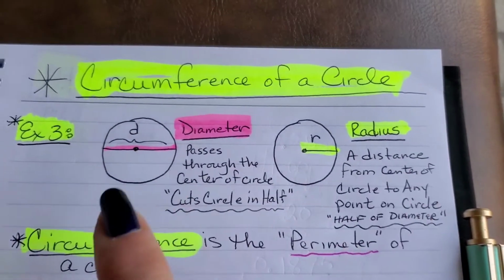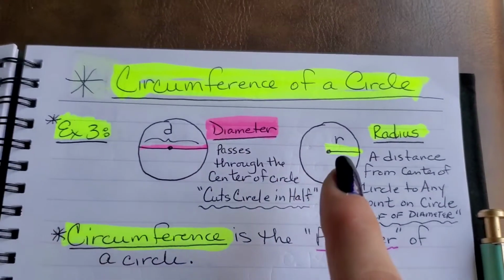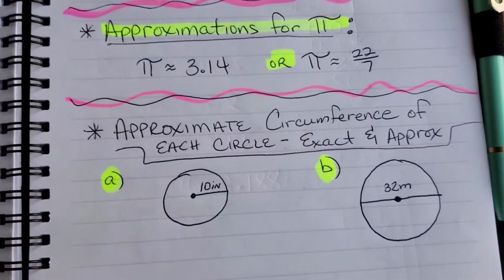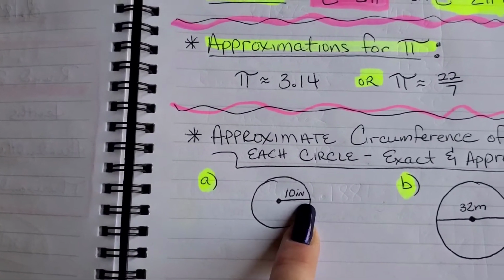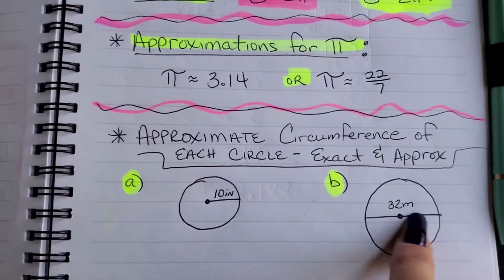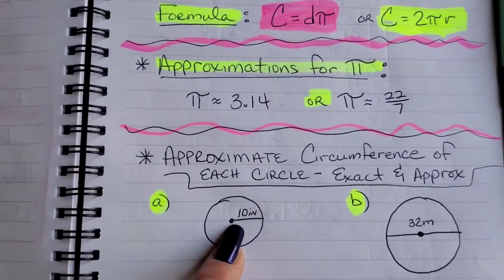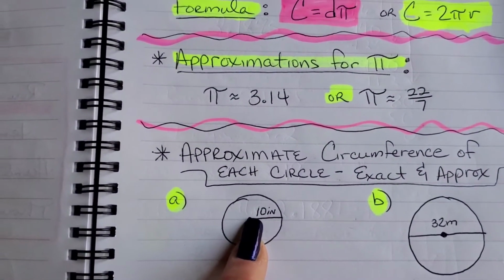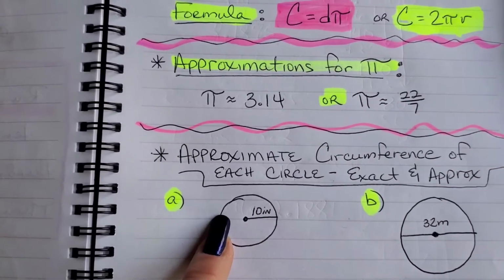That's important because some problems are going to give it to you as a diameter and some as a radius. Here's an example at the bottom. In this one you've been given the radius, and in this one you've been given the diameter. It's very easy to change a radius into a diameter because you just double it. If this is 10, then the diameter would be 10 more, so it would be 20.